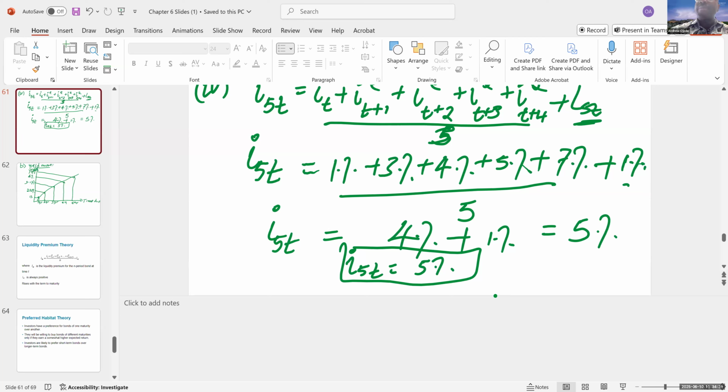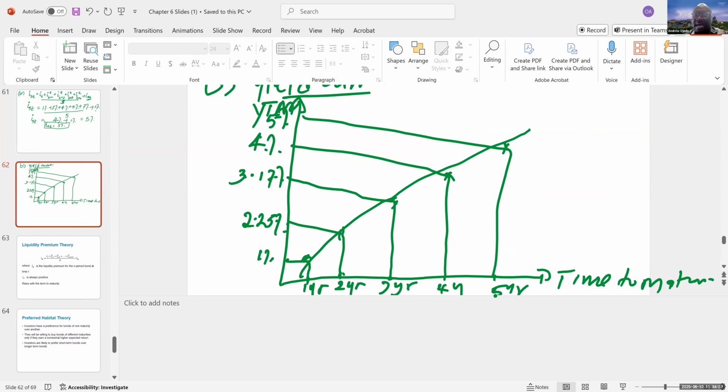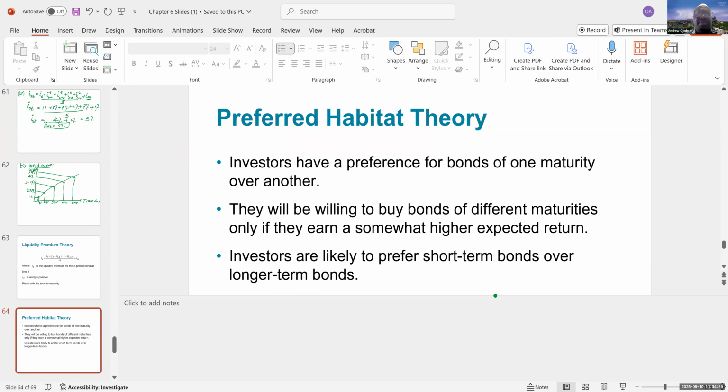We don't add the liquidity premium. So we're just getting the average, which is 1 plus 3 plus 4 plus 5 plus 7 divided by 5. So by the expectation theory, the 5-year bond interest rate would be 4%. But because we're talking about the liquidity premium, we have to add the liquidity premium to that for investing in a 5-year bond. So that brings it to 5%. So what have we learned? The interest rate that is predicted by the liquidity premium theory is higher than the interest rate predicted by the what? Expectation theory.